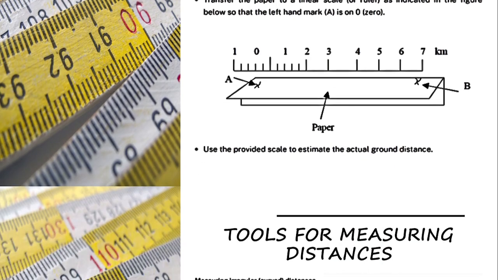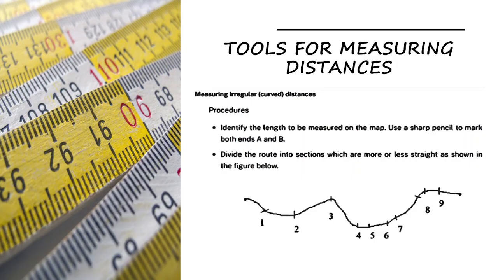Moving on, let's see measuring irregular distances. The procedure for measuring irregular distances using paper is as follows. Identify the length to be measured on the map. Use a sharp pencil to mark both ends, maybe point A and B, and then divide the route into sections which are more or less straight, as shown in the figure below. Here we are using the paper to measure irregular or curved distances.